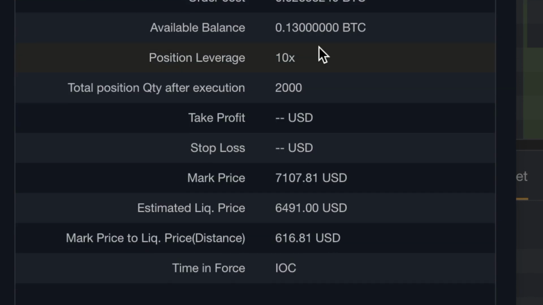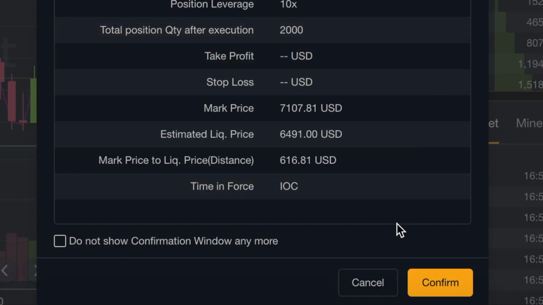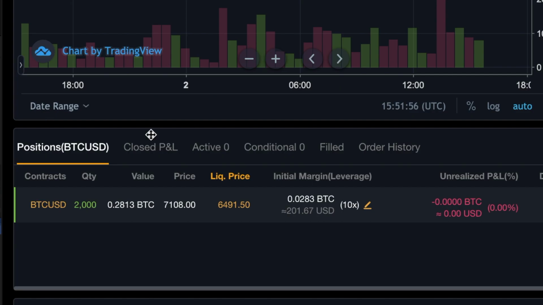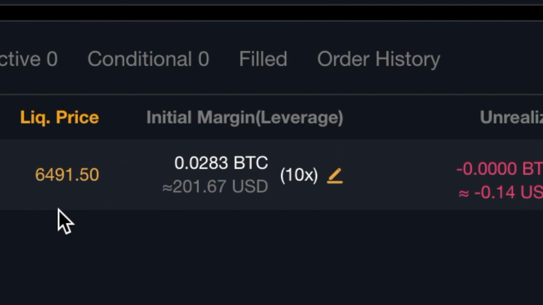We can see here the order details. And here again, you can set your stop loss as well as your take profit. If you agree with the contract details, you click on confirm. So here we can see our position. We have a quantity of 2000 US dollars. Our order value is 0.28 Bitcoin. Our entry price is 7,108. We can see here our liquidation price.